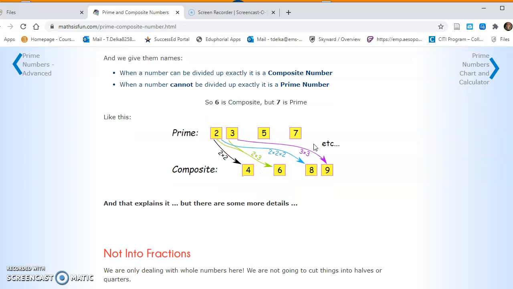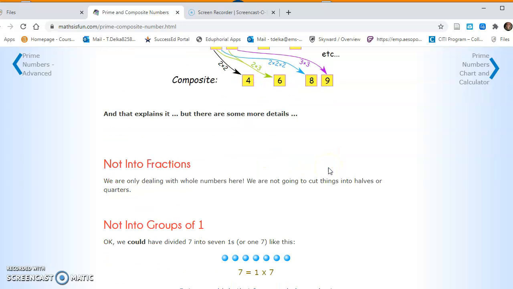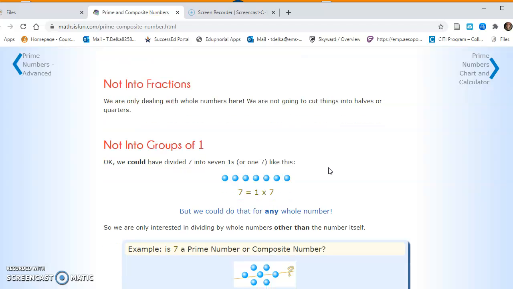And then they give you some of these to just look at, like 2 times 2 does equal 4, so 4 is composite, but the number 2 can't be divided up except to get 1, and we've already determined 1 is not prime and it's not composite. So 2 is actually prime. 3 is prime, 5 is prime, 7 is prime, and you start seeing this and you're like, well, maybe they're odd. No, number 9 is considered composite because we can do 3 times 3 and get 9. So that's how it's explained, and then there are more details into it.